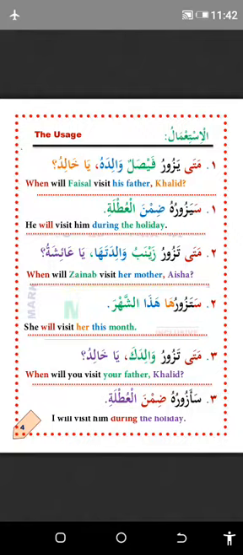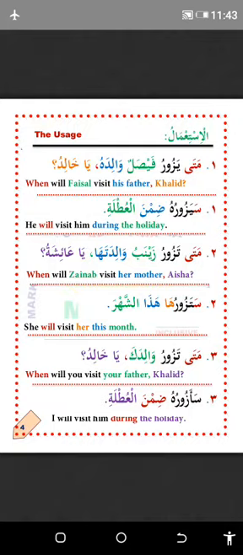اثنان number 2. متى تزور زينب والدتها؟ يا عائشة. When will Zainab visit her mother? يا عائشة. Now the response.